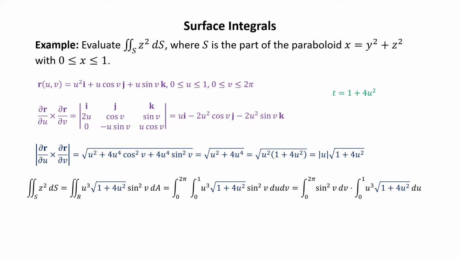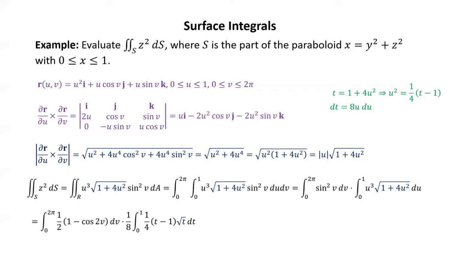If we let t equal 1 plus 4u squared, then by solving for u squared, we see that 4u squared is t minus 1, or equivalently, u squared is 1/4 (t minus 1). And also dt is 8u du. So as I said, for the first integral, we're going to use the power reducing formula. We change sine squared v to 1/2 (1 minus cosine 2v).